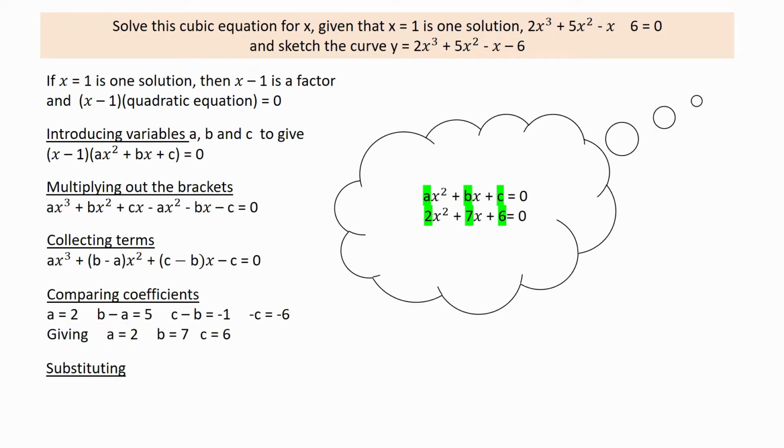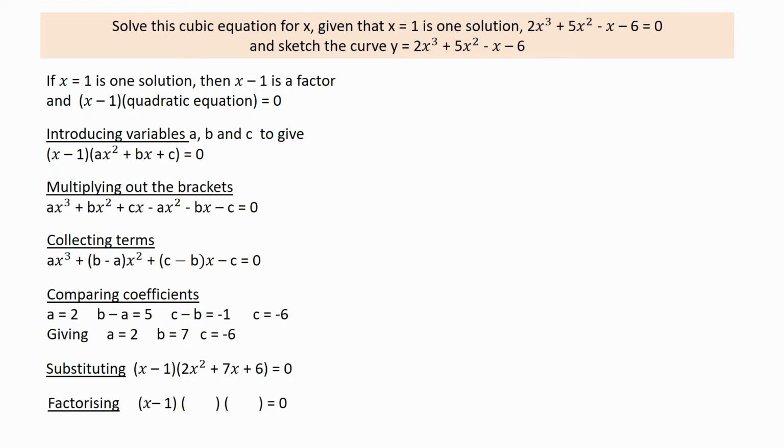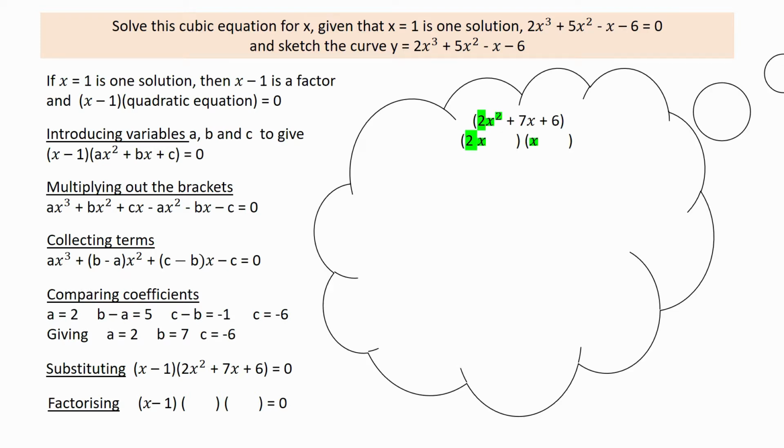Substituting in the quadratic equation gives 2x squared plus 7x plus 6. So we now have x minus 1 times 2x squared plus 7x plus 6 equal to 0. To find the remaining solutions, we need to factorize the quadratic. The first term in the brackets must be 2x and x, since 2x times x gives 2x squared. The second term in the brackets must multiply to give 6. This could be 1 and 6 or 2 and 3.